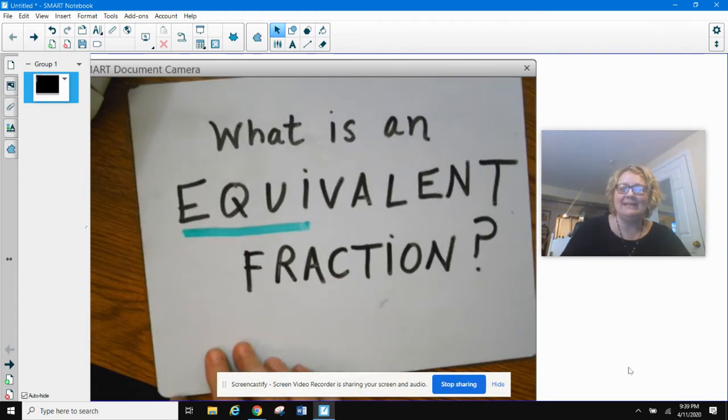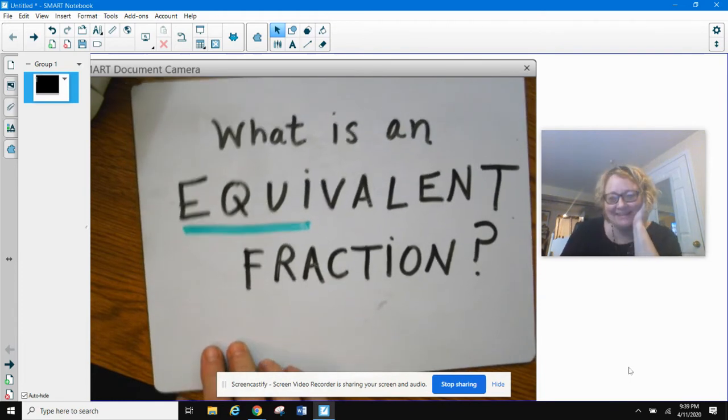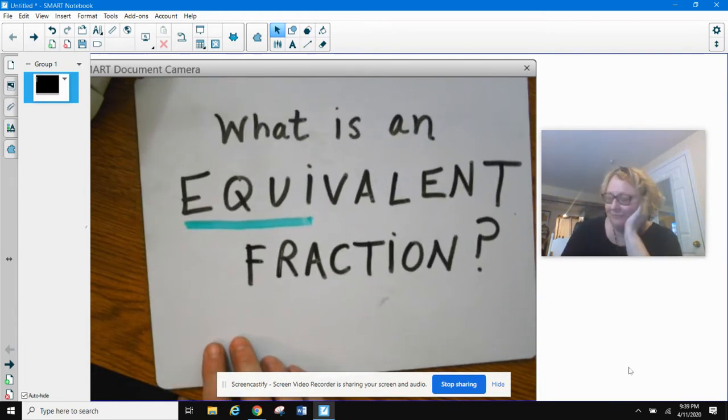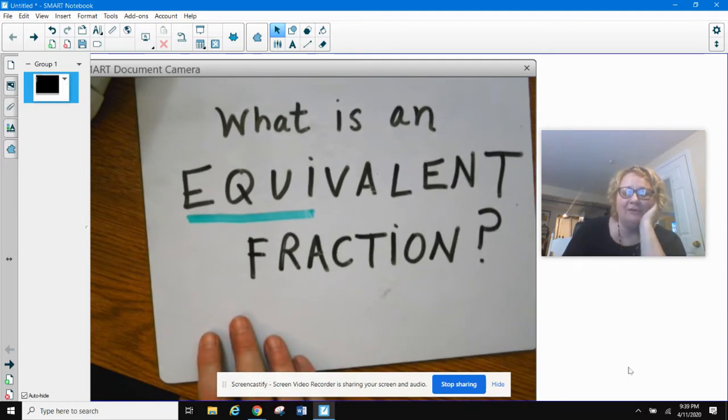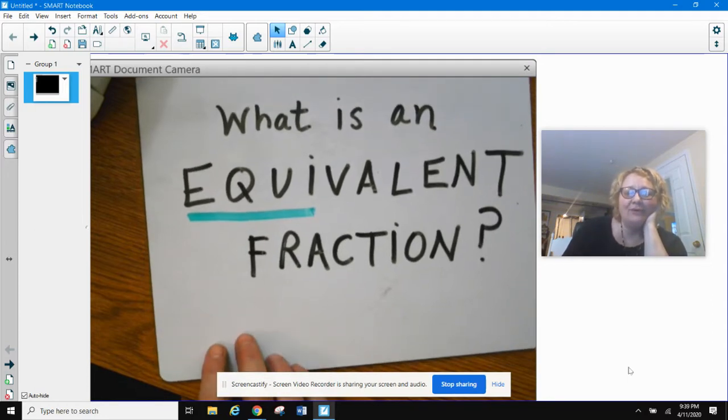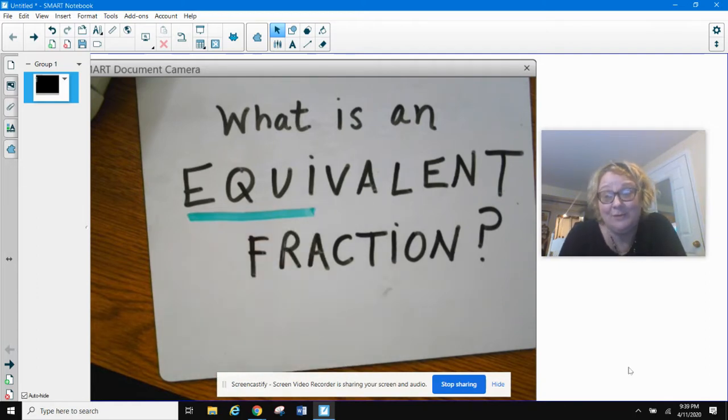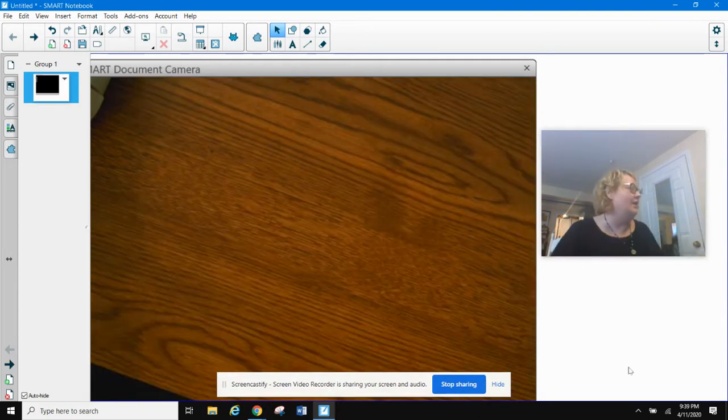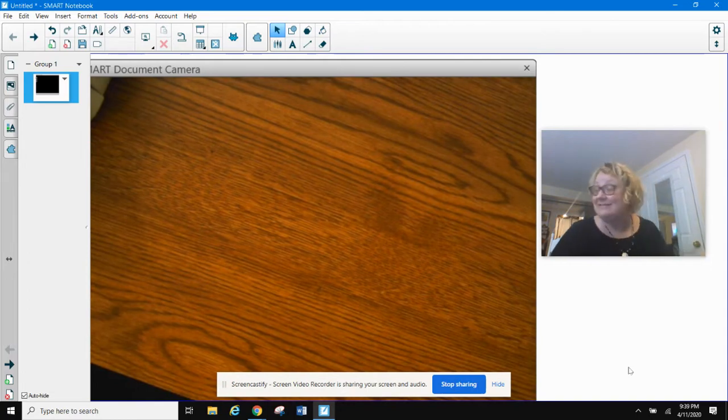Today we are going to dig into the question, what is an equivalent fraction? When you look at that word equivalent, there is a root word, a prefix that exists, equa. And what do we know that equa stands for? We've seen it in the word equal. Equa means the same, okay? So when we ask what is an equivalent fraction, we are really asking for fractions that are the same amount.